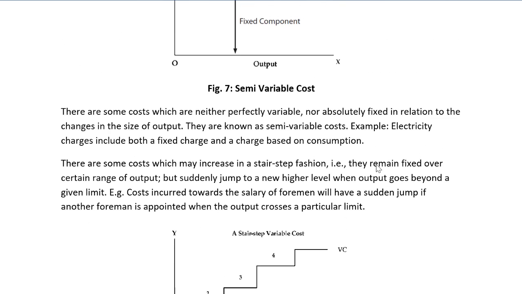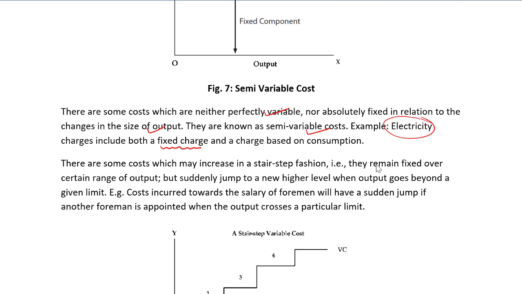There are some costs which are neither perfectly variable nor absolutely fixed in relation to the changes in size of output. They are known as semi-variable cost. The example given over here is electricity. In electricity, generally there is a fixed element of meter rent. Whether you use the electricity or not, you have to pay meter rent. That is a fixed charge.